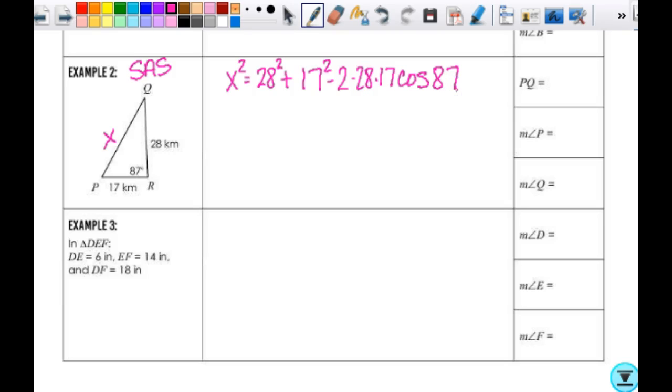And then you can type all that in. You can either do it all in one step by putting everything on the right underneath the square root sign, or just typing in everything on the right and then taking the square root of that number.